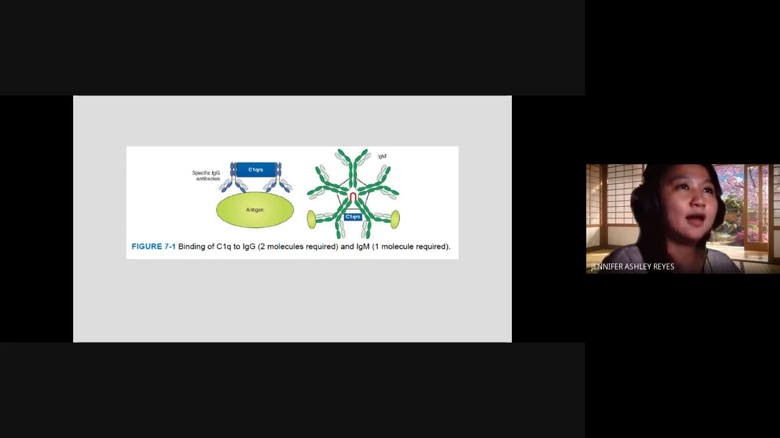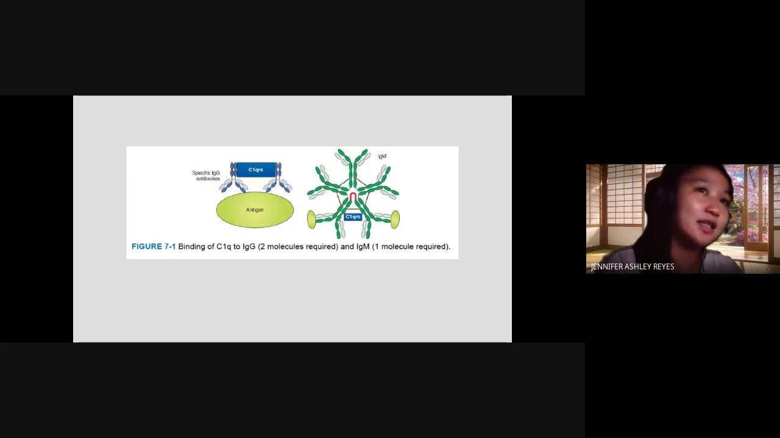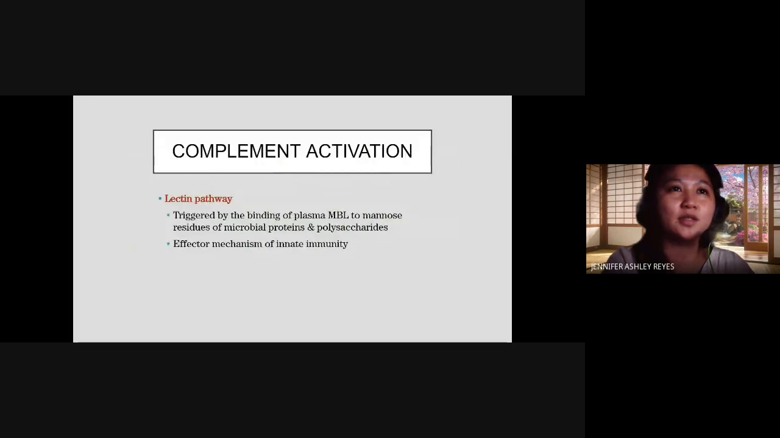Even there are also studies that will say na for an IgG to maximally activate the complement system, kailangan daw 6 talaga yung nakabind. Pero syempre hindi naman natin yun kailangan i-count unless mag-study talaga kayo ng antibody and immunological na molecular procedures.